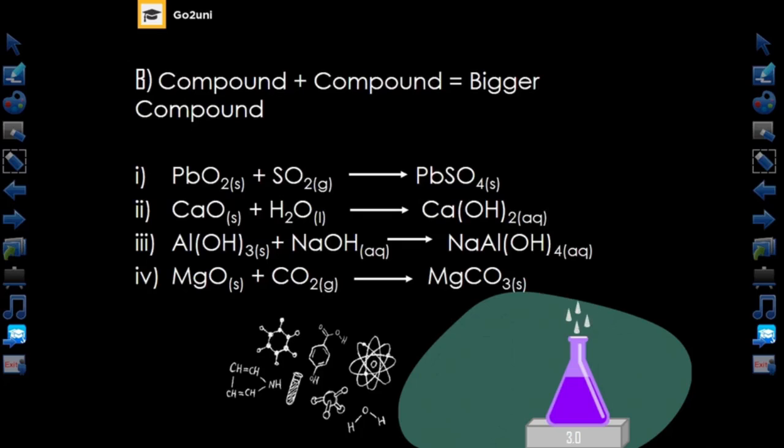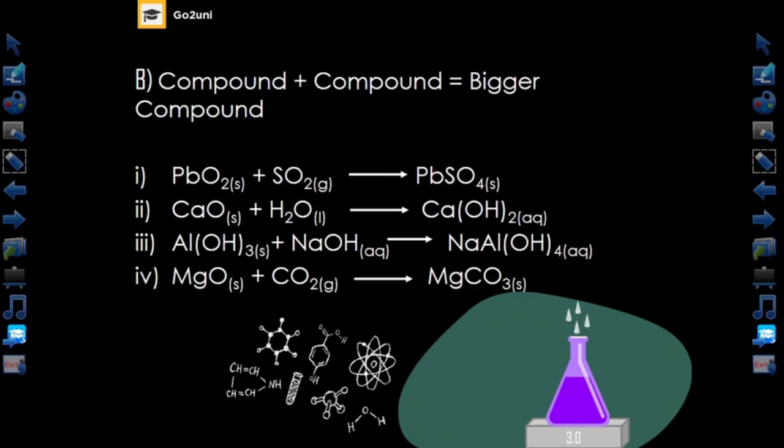We also have aluminium reacting with sodium hydroxide to give sodium tetrahydroxoaluminate 3. That is a complex compound. We also have magnesium oxide reacting with carbon 4 oxide to give magnesium carbonate. So these are instances where two compounds come together to give a bigger compound when they react.